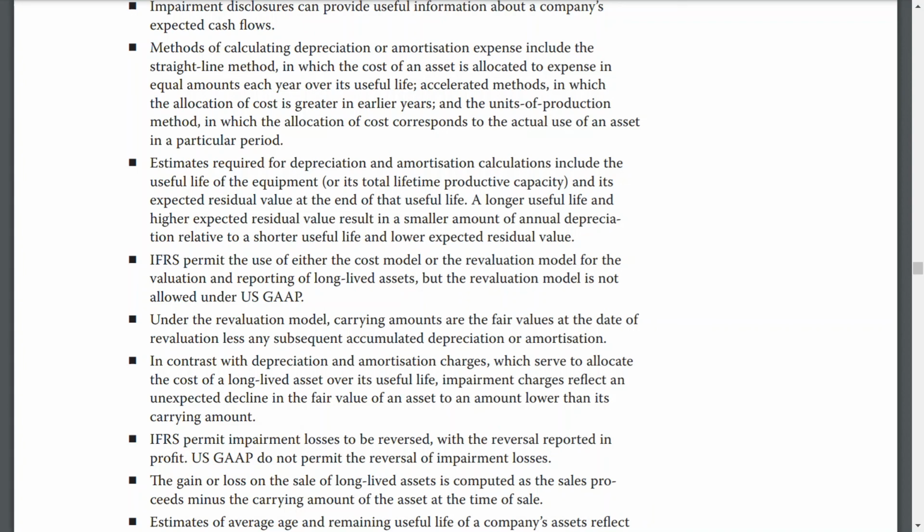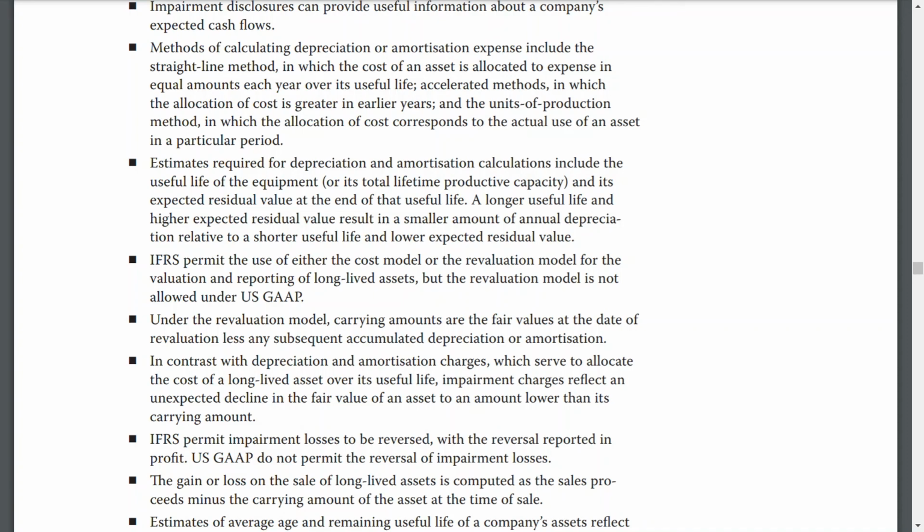A longer useful life and a higher expected residual value result in smaller amounts of annual depreciation relative to a shorter useful life and lower expected residual value. IFRS permits the use of either the cost model or the revaluation model for the valuation and reporting of long-lived assets, but the revaluation model is not allowed under US GAAP.